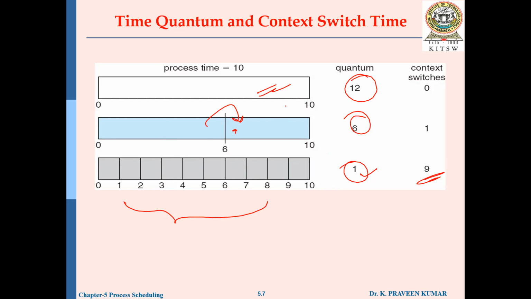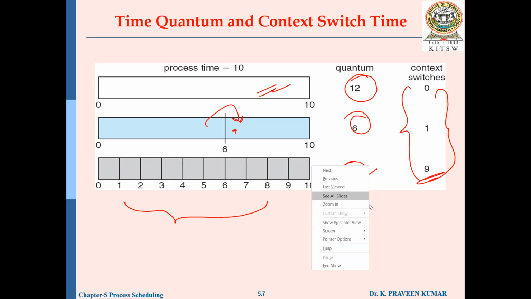This shows the number of context switches. Obviously, if the number of context switches is less, then the CPU efficiency or performance will be good. This we already know. So we will go with one more example here. Let me write one more example here.